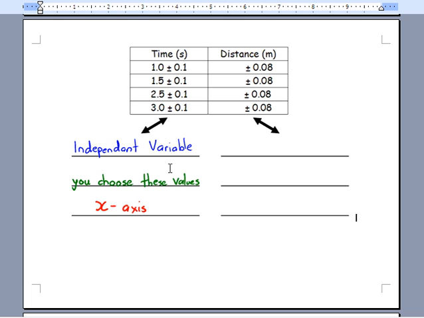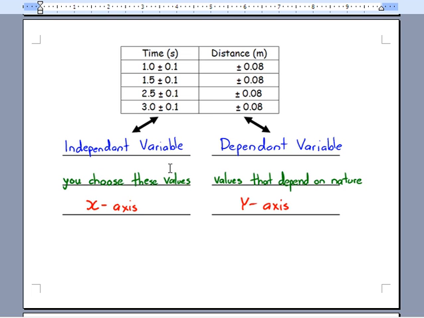So time is the independent variable, as opposed to the dependent variable. I'll just put it all on the screen. The time is the values that you choose when you're the experimenter. So this experimenter decided to measure at 1, 1.5, 2.5, and 3 seconds. They did not have any control over how fast the anteater was walking. So the distance the anteater walked depends on the nature of the anteater, right? What kind of mood it's in that day.